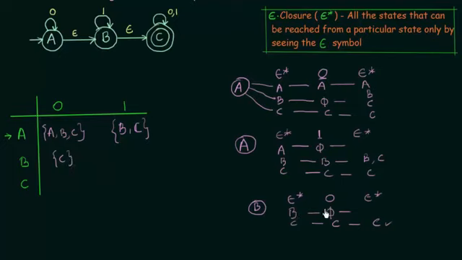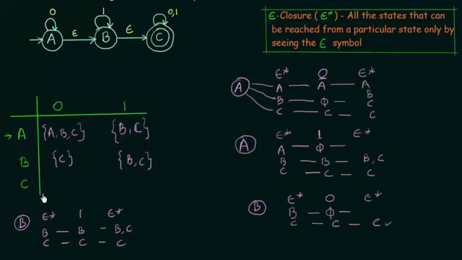Okay, now let's do the same thing for B on input 1. Let me write it here. B on input 1, so we have to do the epsilon closure, 1 and epsilon closure. So B's epsilon closure is B and C. We already got here B and C. And B on input 1, where does it go? It goes to B itself. And C on input 1 goes to C itself. And what is the epsilon closure of B again? Epsilon closure of B is B and C. And epsilon closure of C is only C. So we get B, C, C here. That means states B and C.